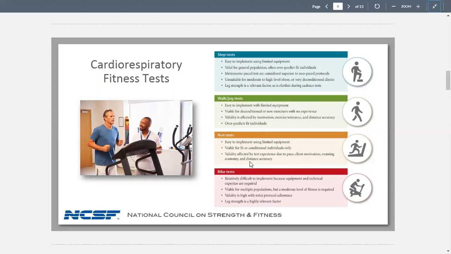Bike tests, relatively difficult to implement because equipment and technical experience are required. Might be a little bit more expensive, viable for multiple populations, because individuals might have better mobility on a bike than standing, but a moderate level of fitness is required. Validity is high with strict protocol adherence, and leg strength is a highly relevant factor.